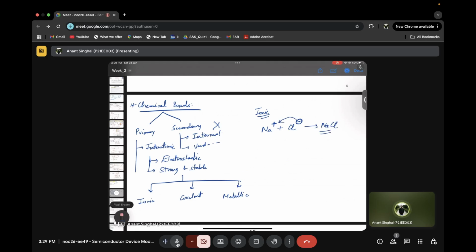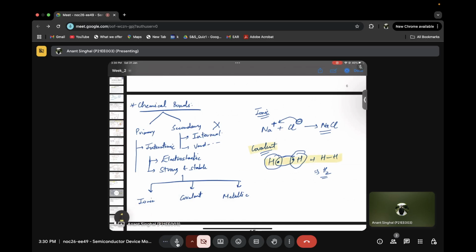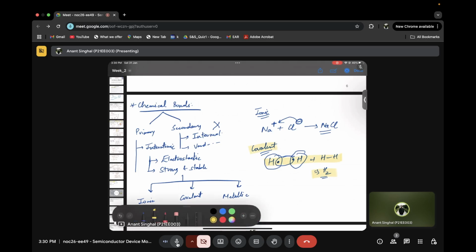For the covalent bond, covalent is nothing but sharing of electrons. Let's say we have a hydrogen atom with a single electron, and when we have one more hydrogen atom, so this is interatomic, the electrons get shared, and this is what we write as H2. So sharing of electrons is the covalent bond. Metallic bonds are already known. The most relevant bonds for semiconductor physics are the covalent bonds, around which semiconductor physics revolves.